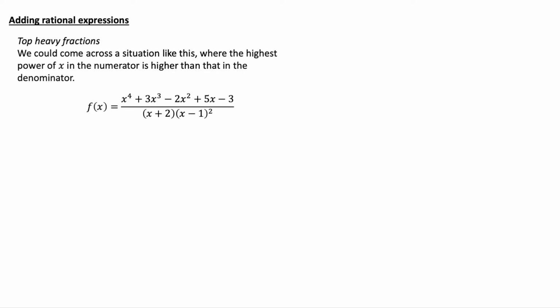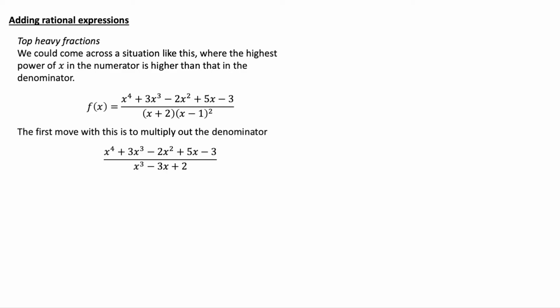We've got a degree 4 on the top. The highest power of x is 4. And on the bottom, if we multiply that out, you can probably see that we would get a cubic. So that would have a highest power of 3 on the bottom. So we have an improper rational expression. The first thing we do with this is we multiply out the denominator.